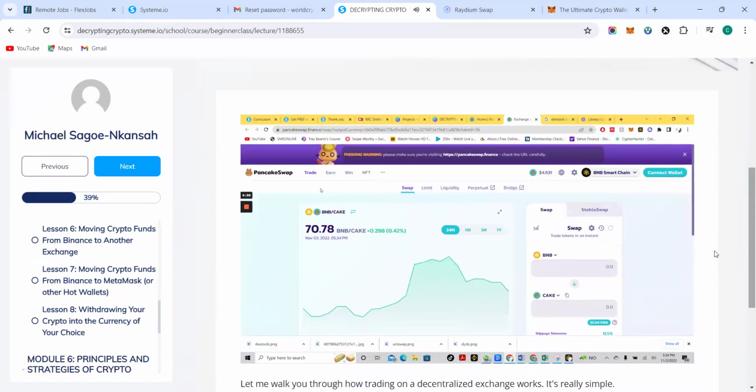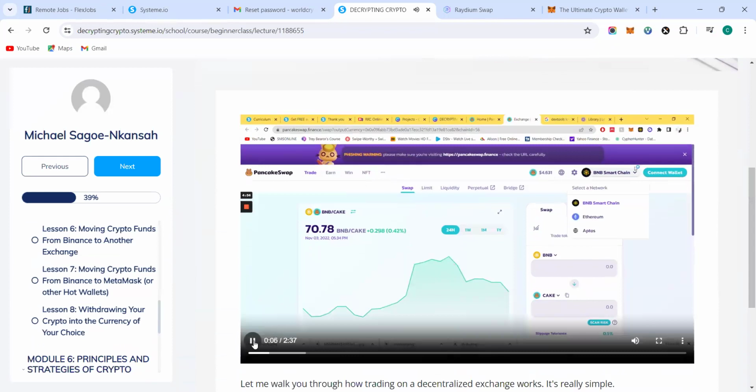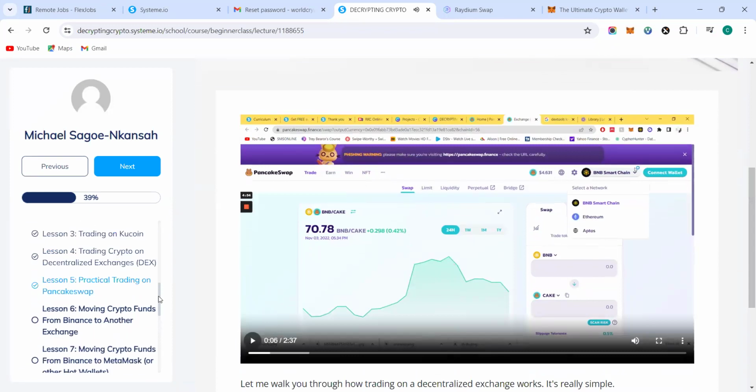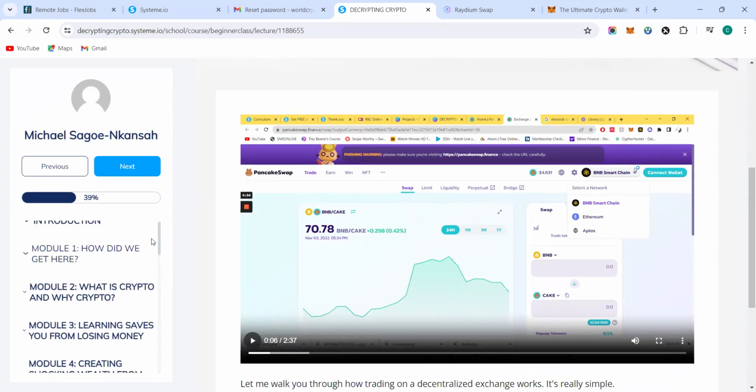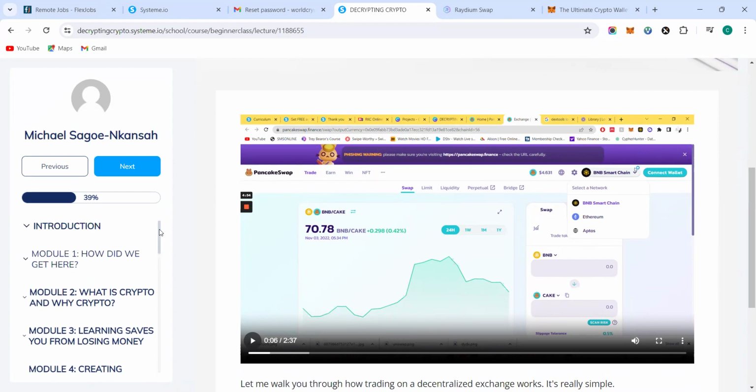So this is a decentralized exchange. And I wanted to show you about setting up a wallet, okay? We don't have much time. Okay, we have about 10 minutes. Yeah. All right.